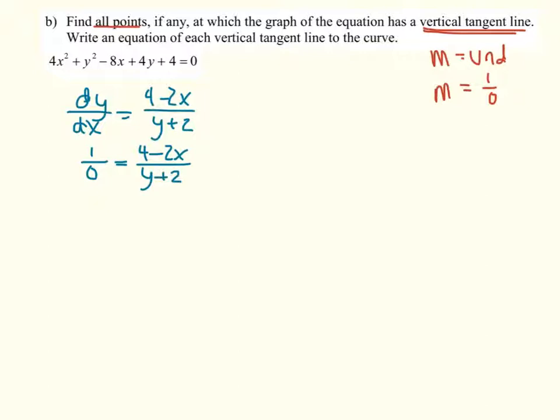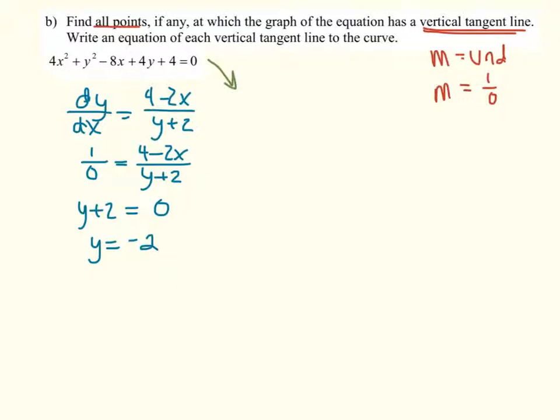All right, so this time when we cross multiply, we're going to get y plus 2 is equal to 0. And so y simply equals negative 2. So now we know that our point or points will have a y value of negative 2. Our job now is to find the x value for this point or points. So where do we go to get the x values for the graph?